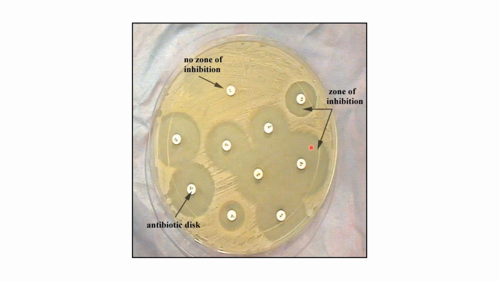So here you can see this is the bigger zone of inhibition. That means the diffusion is more here, and this bacterium is susceptible to this antibiotic disc. And here you can see there is no zone of inhibition. That means this bacterium is resistant to this particular drug. Resistant means that during incubation, this disc will contain antibiotic, and this antibiotic will diffuse into the media, but this drug will not kill the bacteria. That is why we call it resistant.